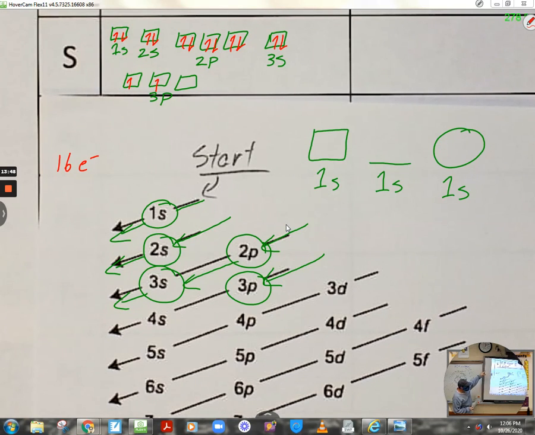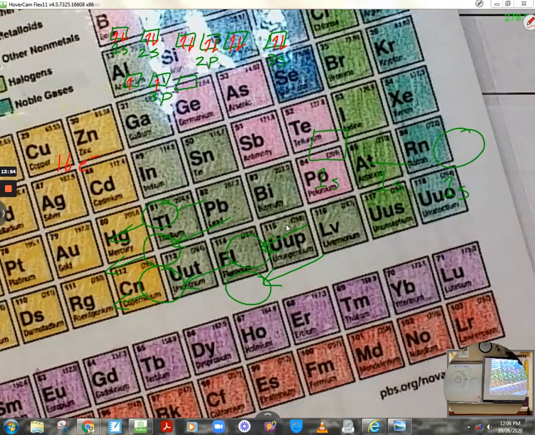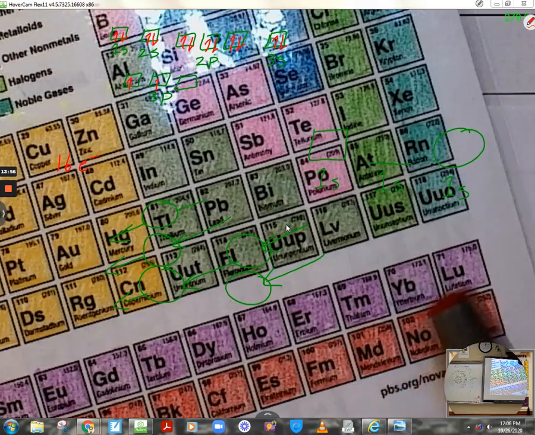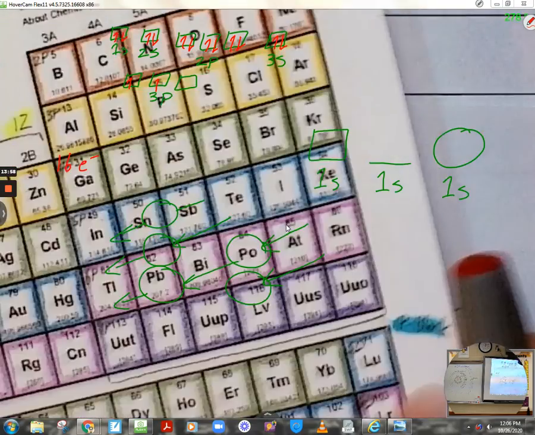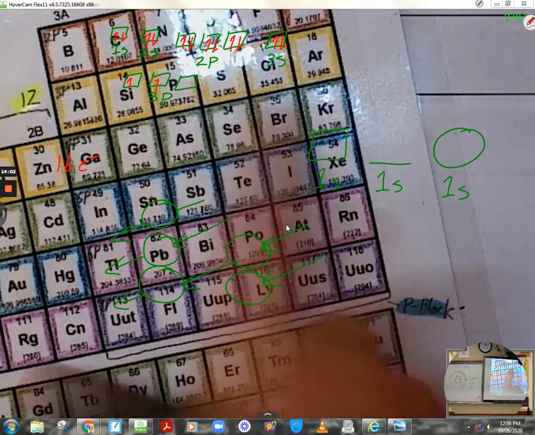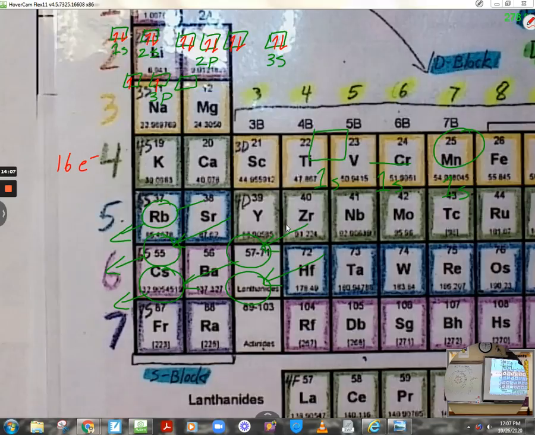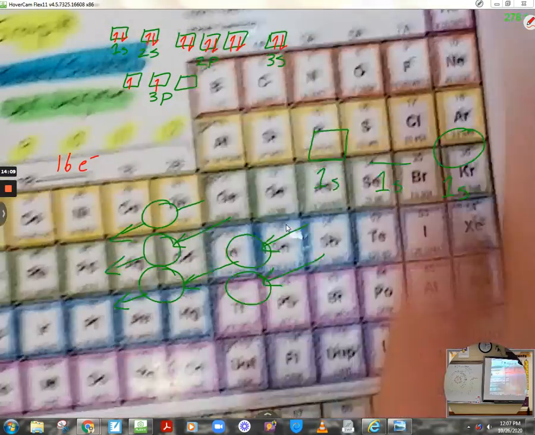Now I want to show you something cool. When you find sulfur on your periodic table, not that side, that side there, according to your color code, what energy level is sulfur in? 3. What block is it in?